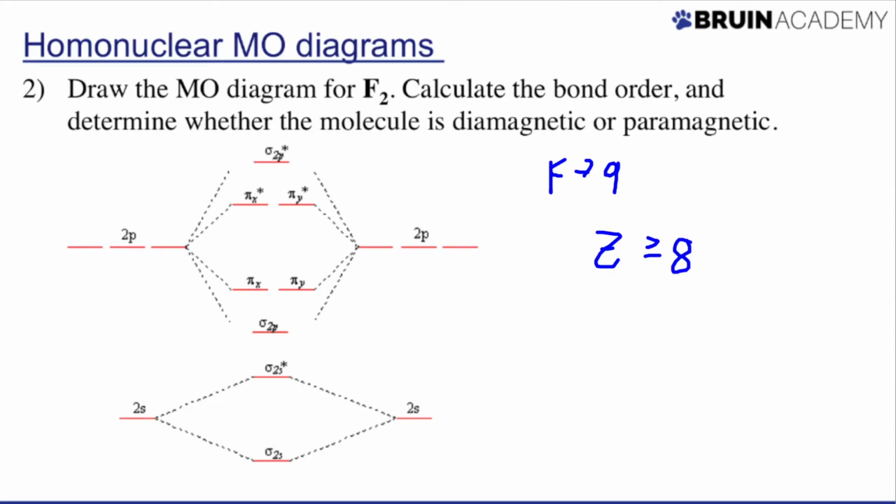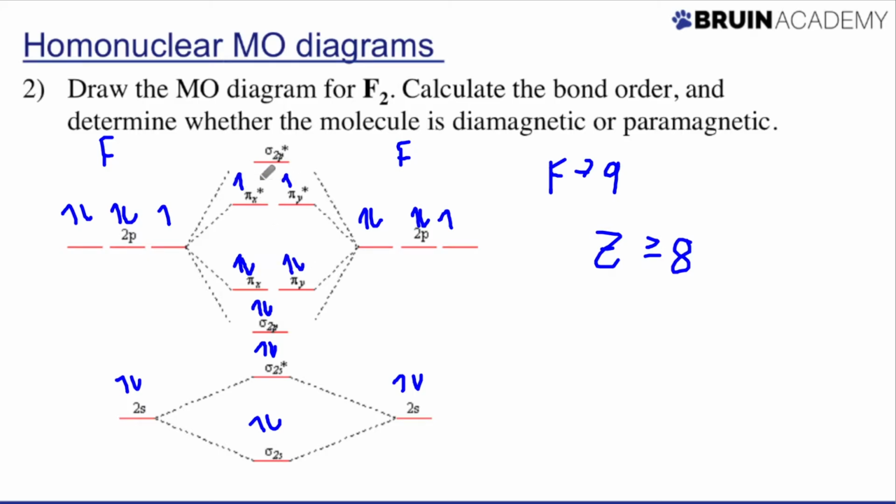And so for fluorine, the number of valence electrons is 7. So I fill that into the atomic orbitals on the left and right. So 1, 2, 3, 4, 5, 6, 7. This is fluorine. I also have a fluorine on the right. 1, 2, 3, 4, 5, 6, 7. In total, I have 14 electrons, so I fill them in as such.